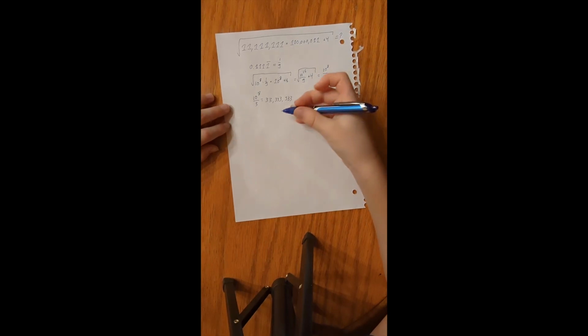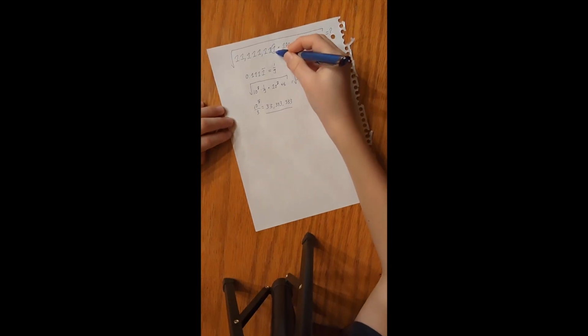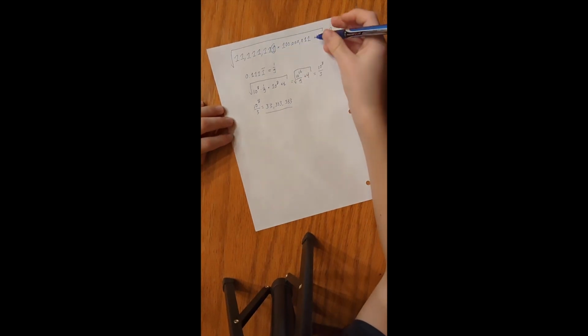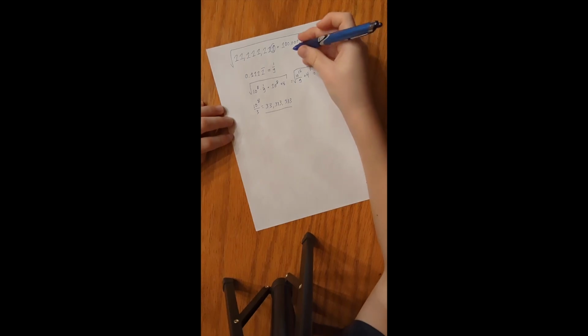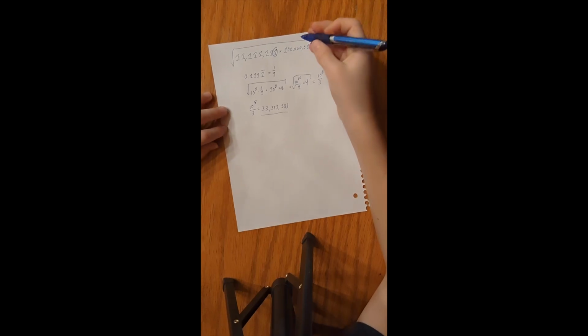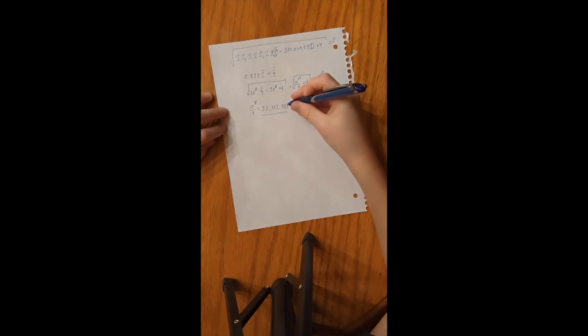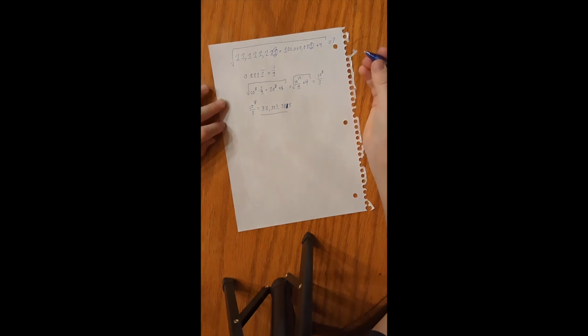But before saying that this is the answer, we can see that this number ends with a 1, and so does this, and 1 times 1 is 1, and 1 plus 4 is 5. So the root of this has to end with a 5. So instead of this 3, we put a 5.